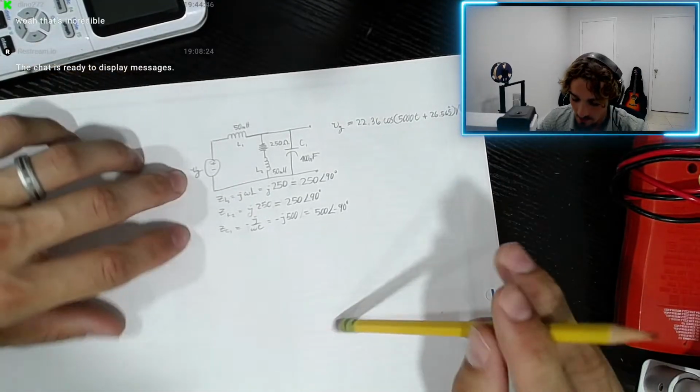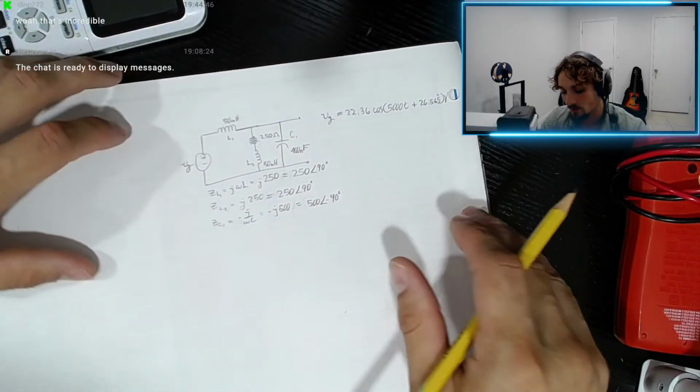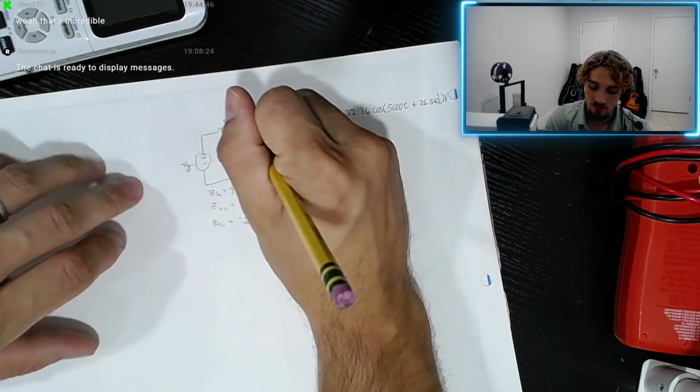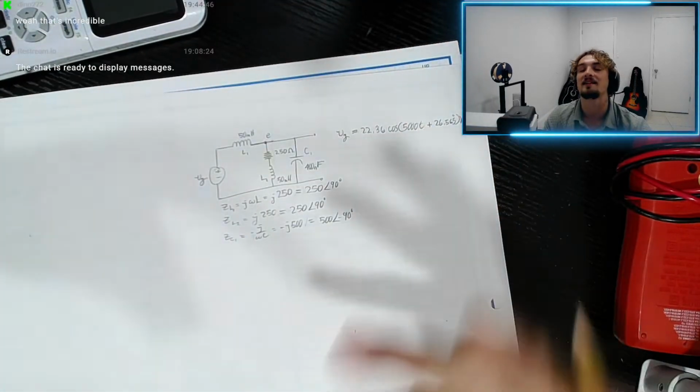Alright, so we're back to the AC analysis. We're going to do these two branches in parallel. We're going to simplify it so that we can solve for this node voltage, which we're going to denote as E.